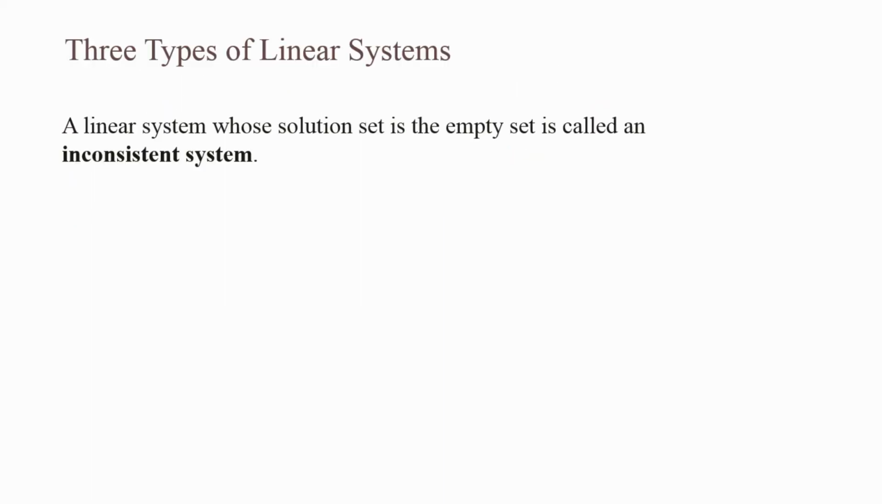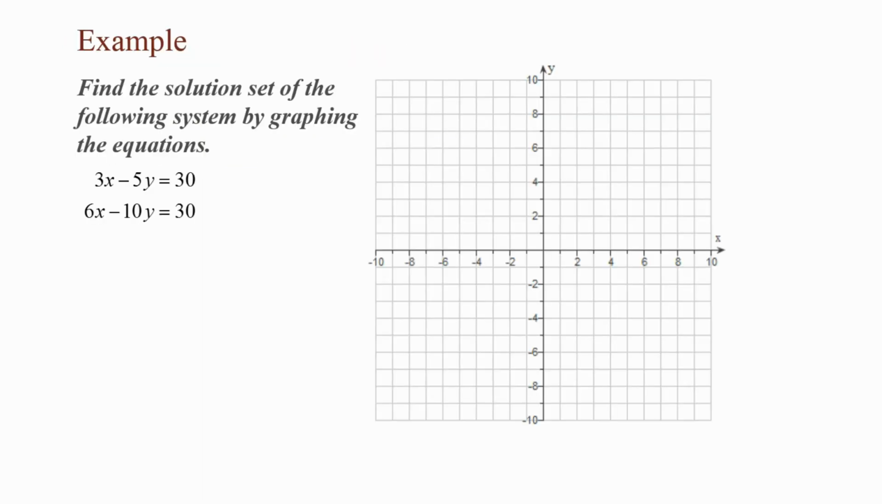A linear system whose solution set is the empty set is called an inconsistent system. In this example, find the solution set of the following system by graphing the equations. 3x minus 5y equals 30. 6x minus 10y equals 30. Since they are in standard form, the easiest way for me to graph the two equations will be to use the x and the y intercepts.